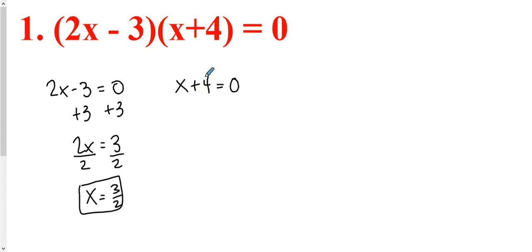My other solution comes from my other set of parentheses. I set that equal to 0. I solve. I'm going to subtract 4 on both sides. So x equals -4. What this means is if I plug in 3 over 2, or if I plug in -4, this equation would be true. These two things multiplied together would give me 0. Now this looks a lot like factors, right? We factored in Unit 2, and we're going to use factoring today to help us solve.